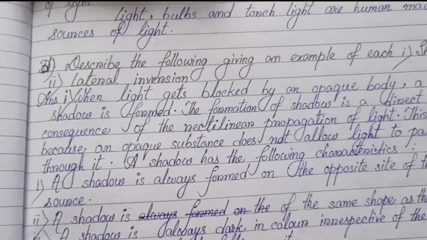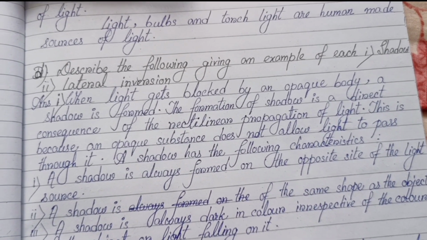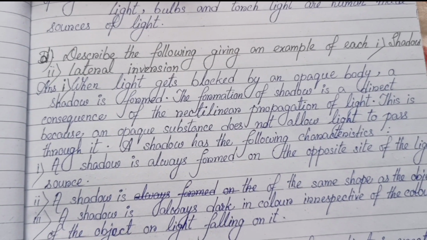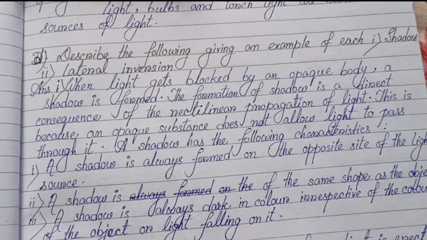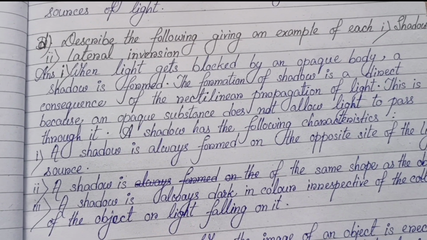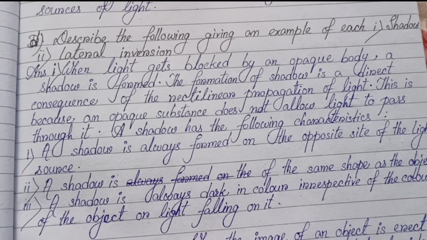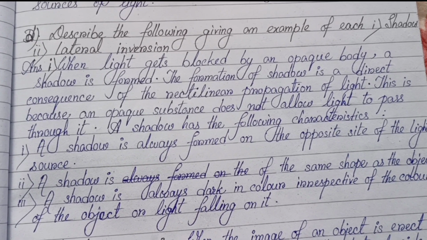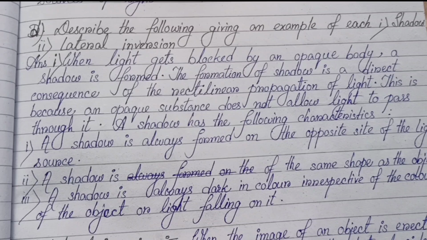Next, number D, describe the following, giving an example of each. Number 1, shadow. Number 2, lateral inversion. Number 1, when light gets blocked by an opaque body, a shadow is formed. The formation of shadow is a direct consequence of the rectilinear propagation of light. This is because an opaque substance does not allow light to pass through it.